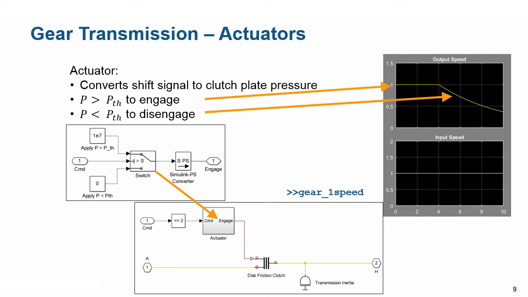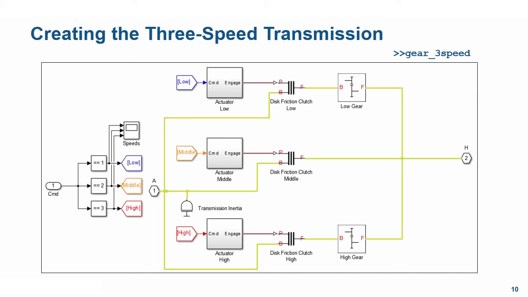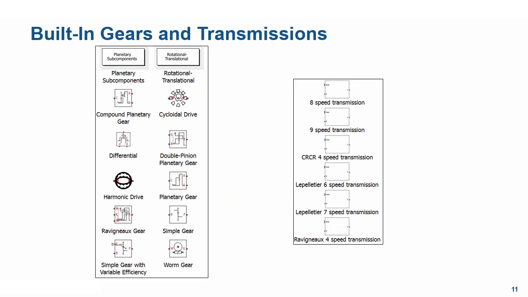We saw how the speed was maintained when the system was engaged and how the speed decreased because of damping effects after the clutch disengaged. After that, we built the 3-speed transmission system. We used simple gear blocks with 2 different gear ratios to create high and low gears. We also briefly explored other gears on offer with the Sim Driveline library, and also a built-in library for multi-speed transmission systems.